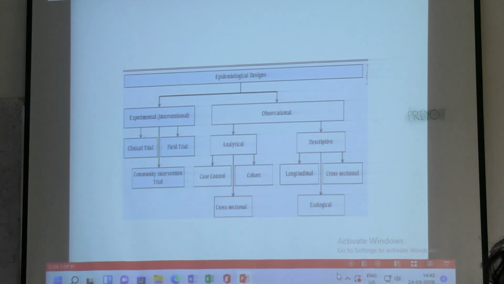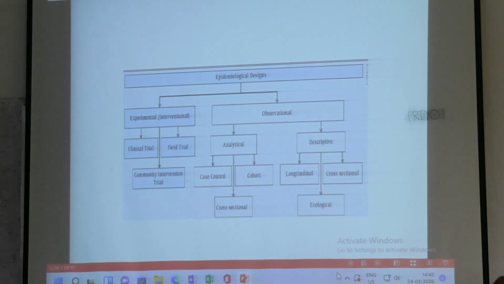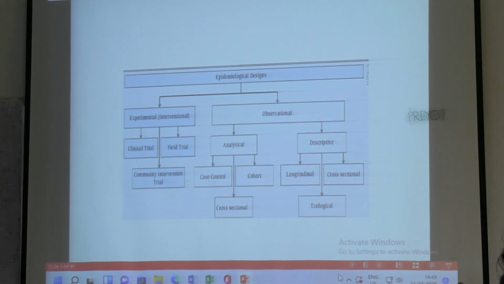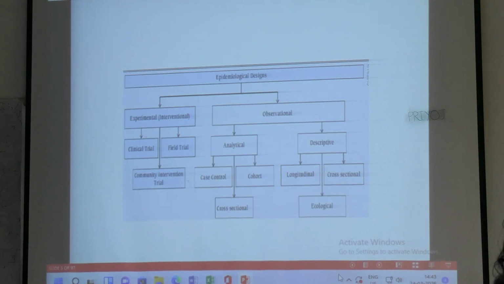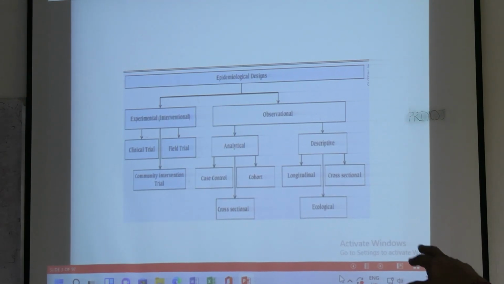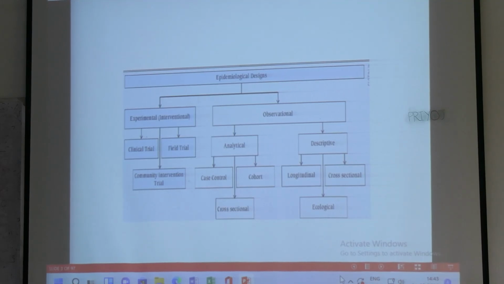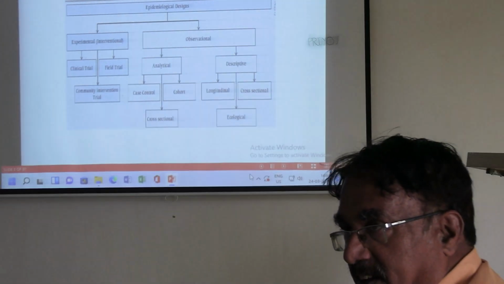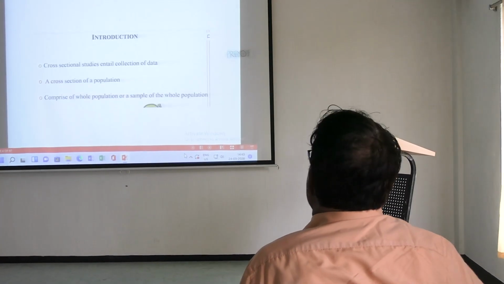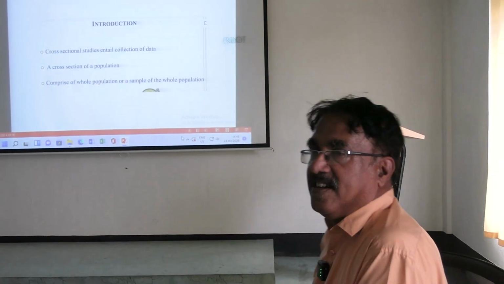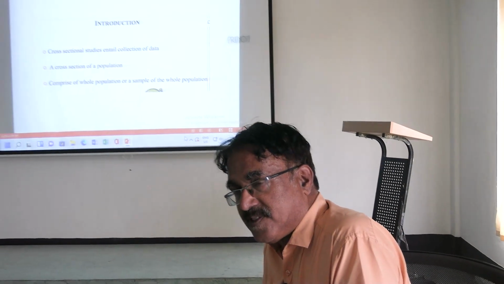Like what I saw just now, 5 of you, there are 3 people with specs in this room. Cross-sectional is a cross-section at that point. And longitudinal is you are following it up for some time. Again, analytical, you have case control and cohort. And so, what is a case control study? Cross-section is a cross-section of the population.